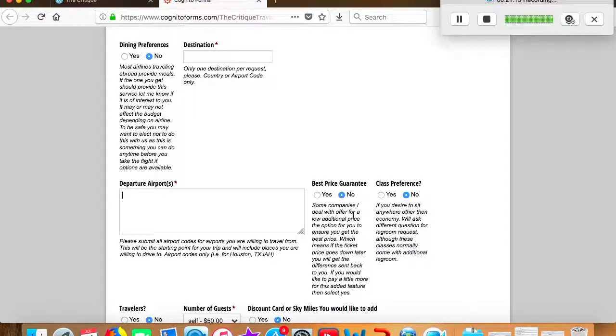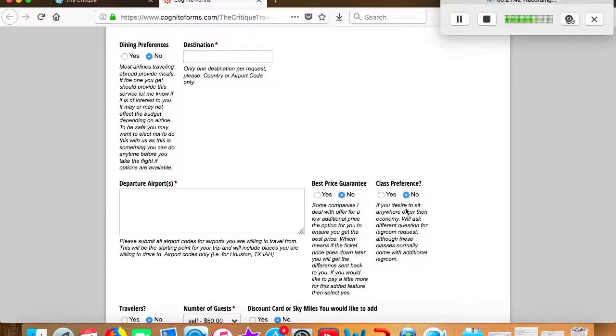what that extra money gives you is a guarantee that if the price should come down to less than what you paid for your ticket between now and the time you take your flight, they will give you the difference back. So you'll get money refunded to you if there is a cheaper flight.